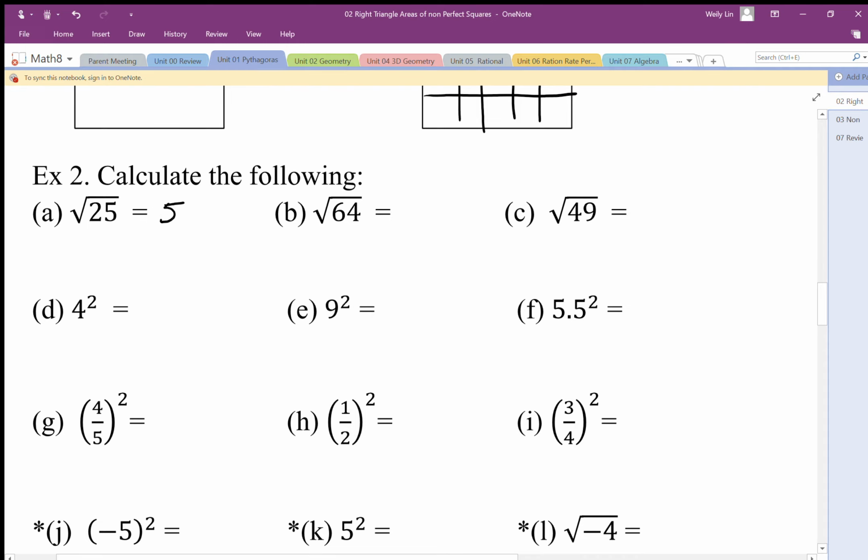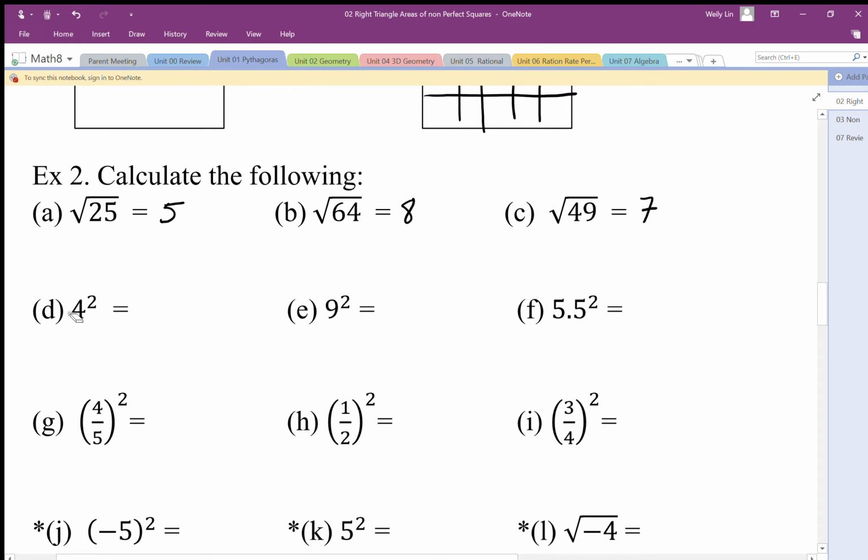Okay, so what we're doing instead of dividing is we're taking area and finding side length. Inside the square root is area, so 64 is my square area. The side length of that square must be 8. If my square is 49 squares, the side length of that square is going to be 7.